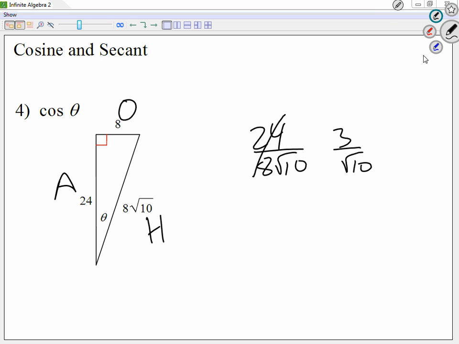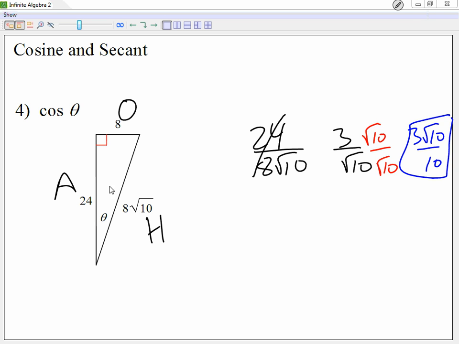Now, I notice there's a radical at the bottom, so let me multiply top and bottom by radical 10. So I have 3 radical 10 over 10. Right, no radicals at the bottom. Because remember, cosine is A over H. So that's what I did. It's just 24 divided by 8 is 3.